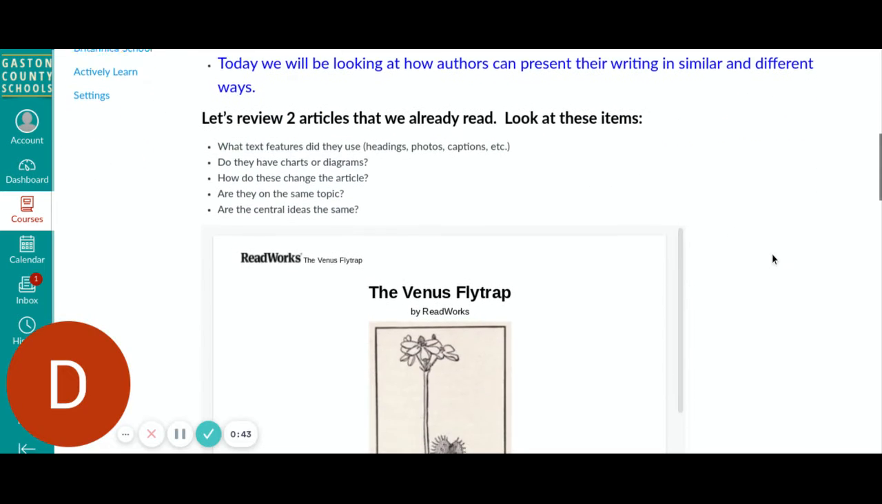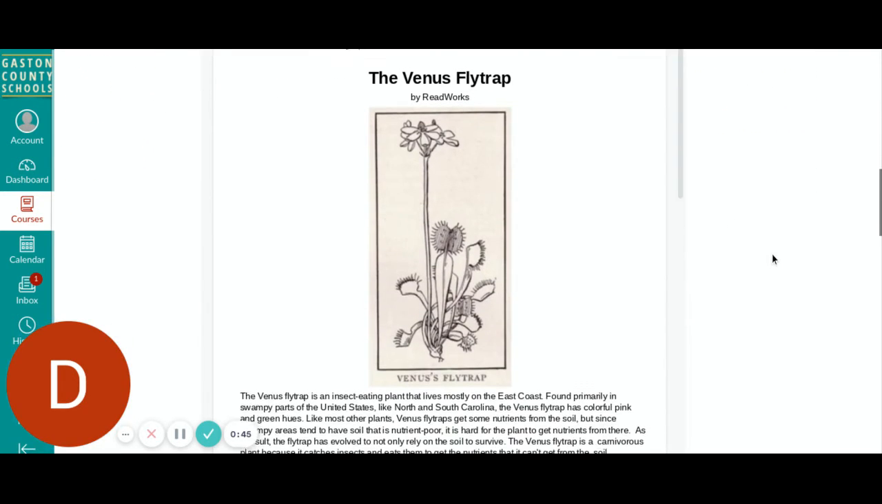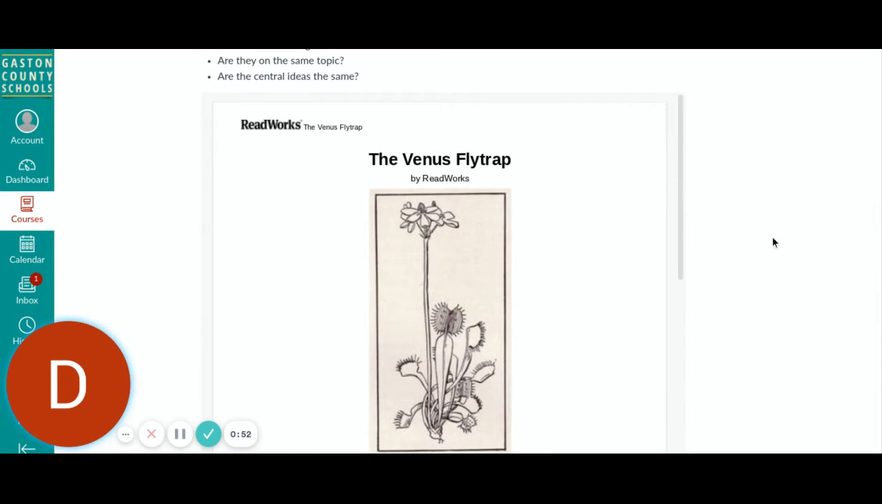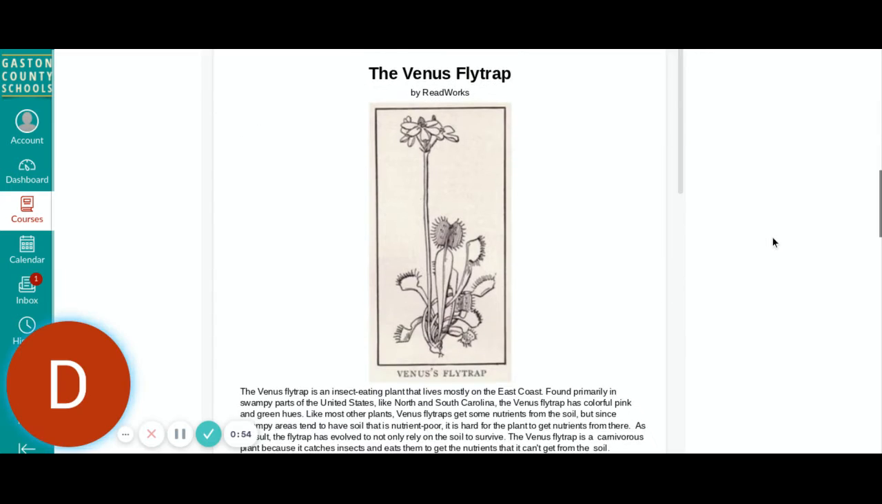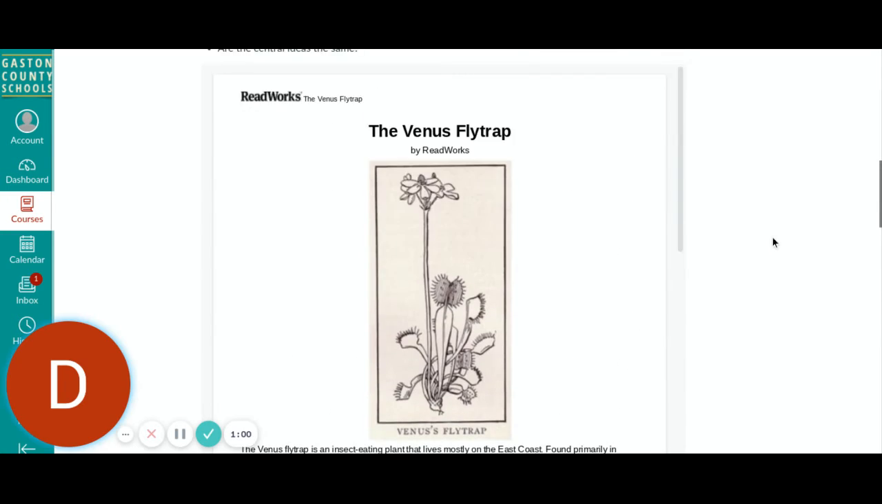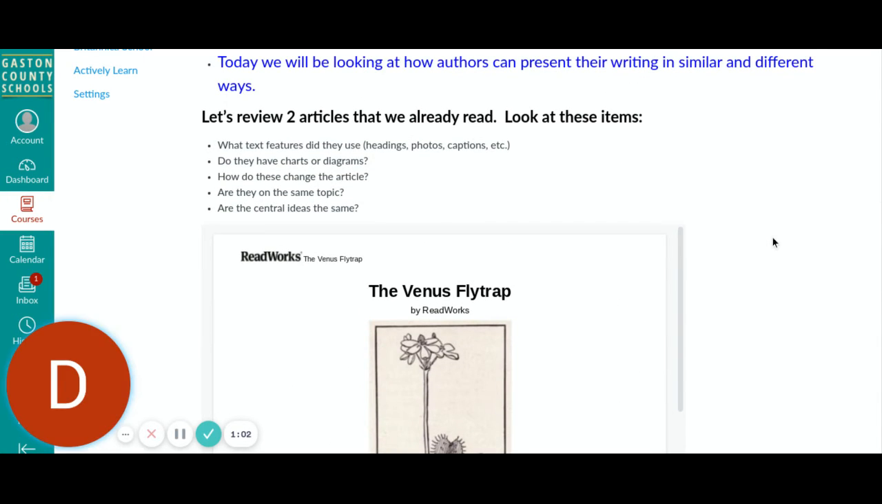So the first one we're going to look at is the Venus flytrap. We read this the other day. And in the Venus flytrap, we're going to look at the items that they have. Okay? So we're going to be looking at Venus flytrap. And the second is spinning thunderstorms. Okay, so let's look at what text features did they use.